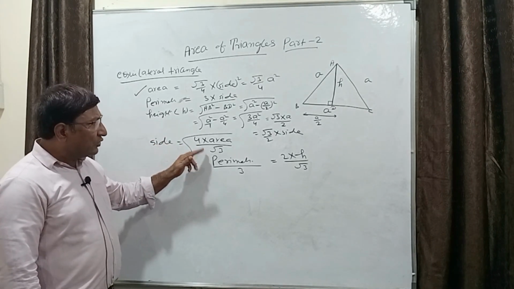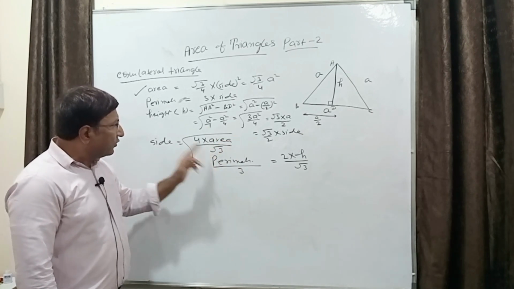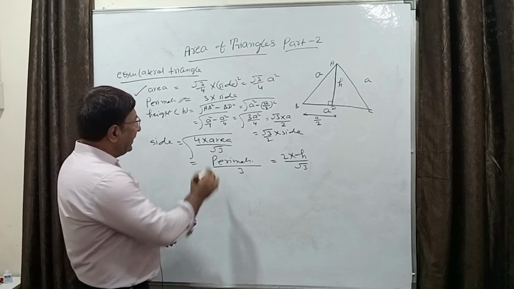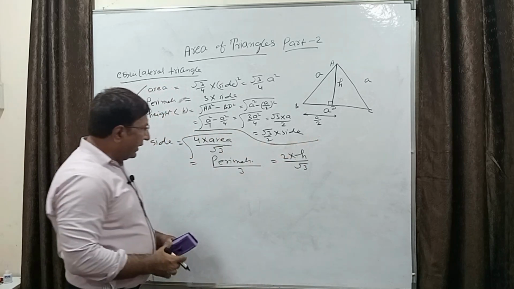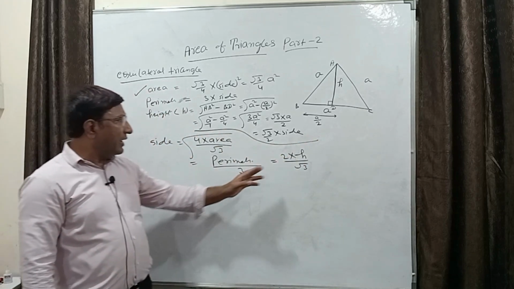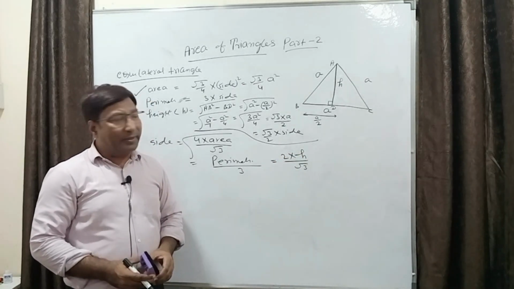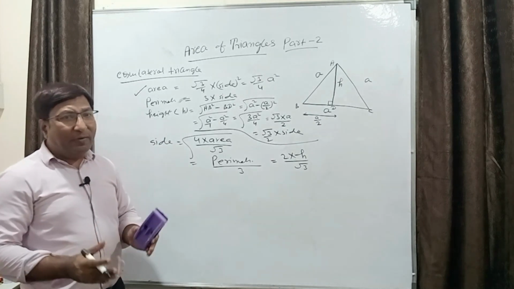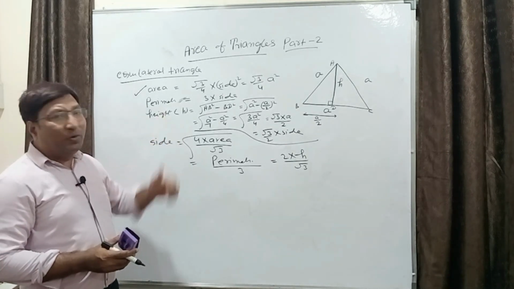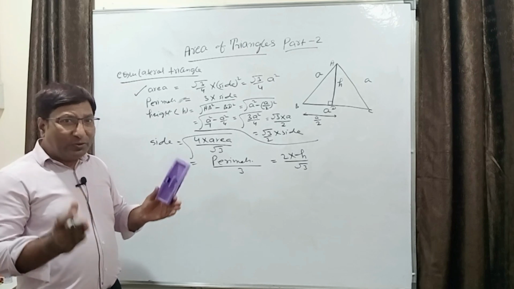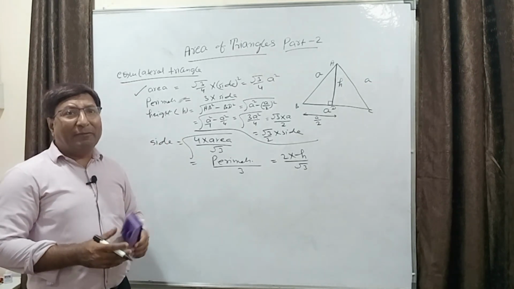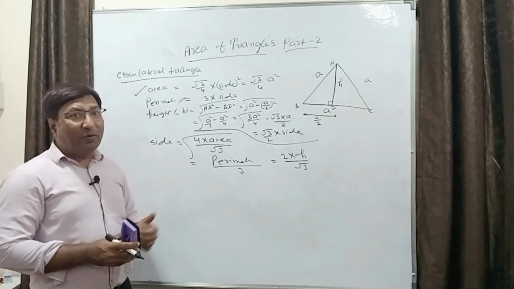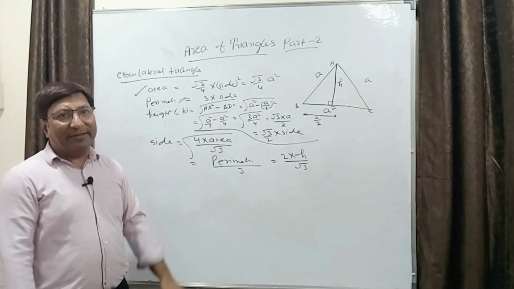When the area is given, the side is 4 multiplied by area by root 3. If the perimeter is given, we can write perimeter by 3. And if the height is given, then you can write 2 into height by root 3. So with the help of these basic formulas, we can solve any type of question on the equilateral triangle. And there are some questions which will be solved by a simple technique. So after this, we are explaining different types of questions of the equilateral triangle.